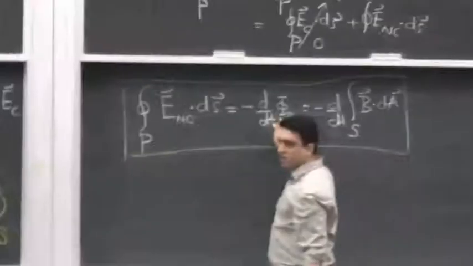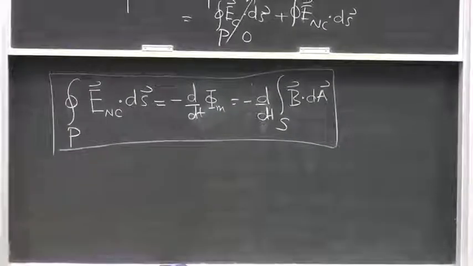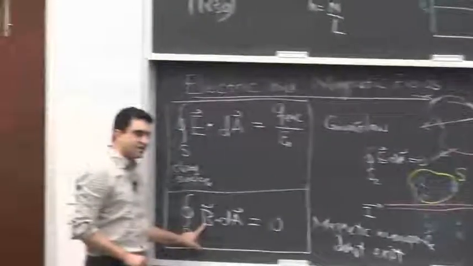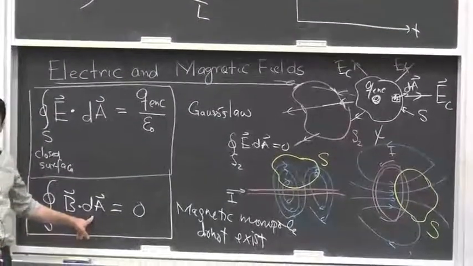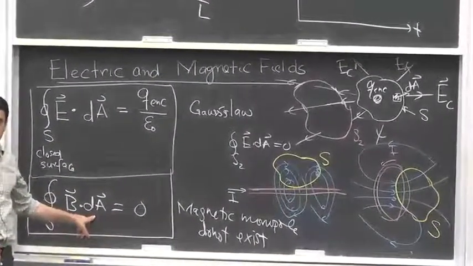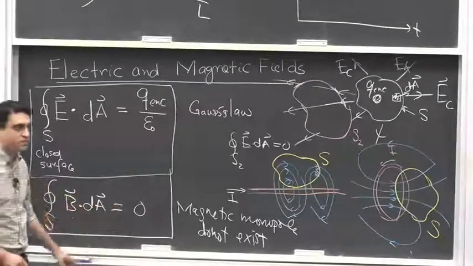We have already seen one equation concerning the magnetic flux, and that is this equation. You have the magnetic field dotted with an area, and that gives you magnetic flux. If you take the magnetic flux through a closed surface, this is equal to 0.